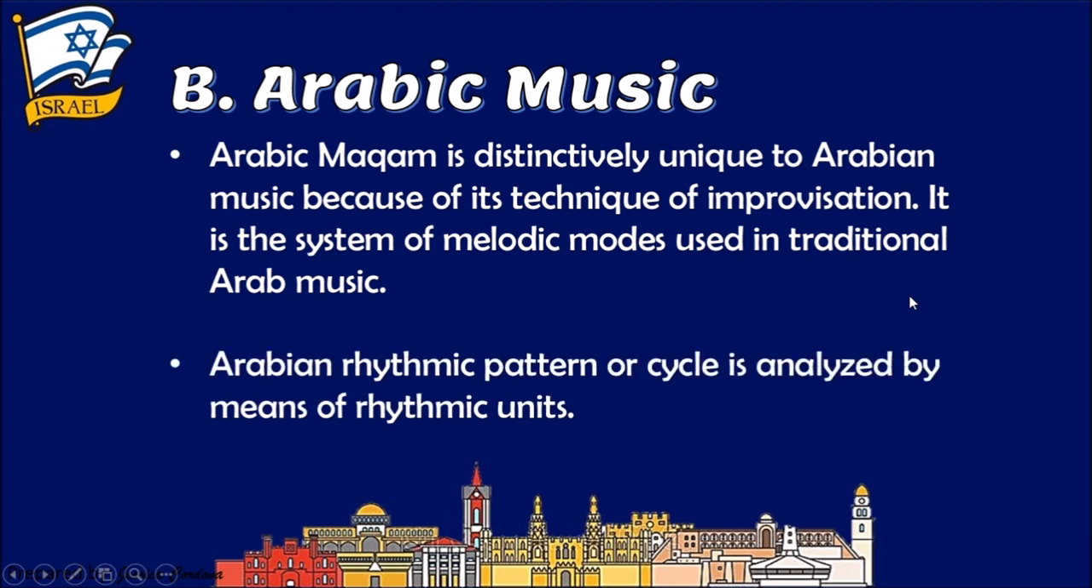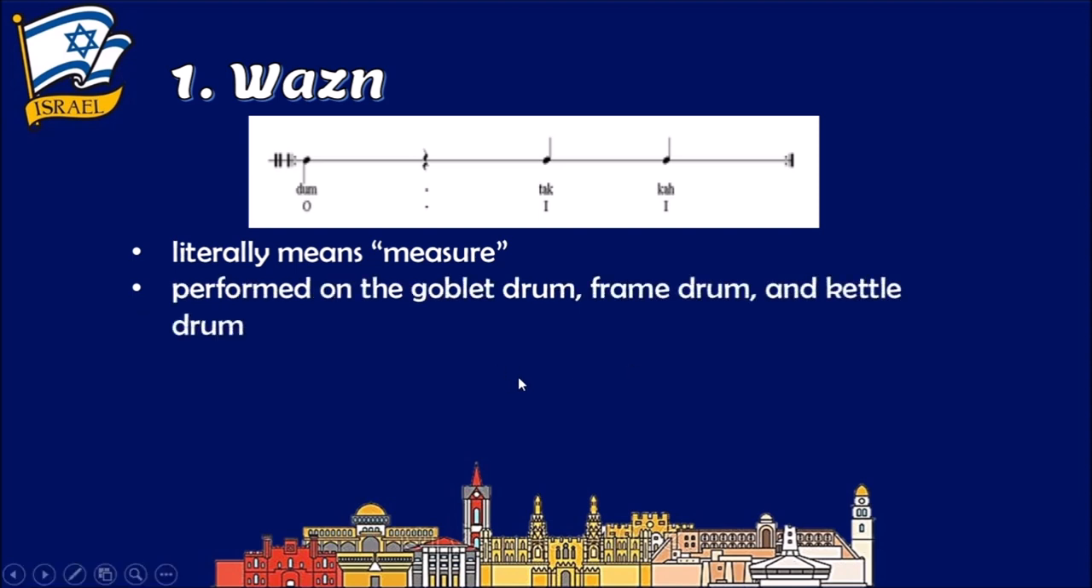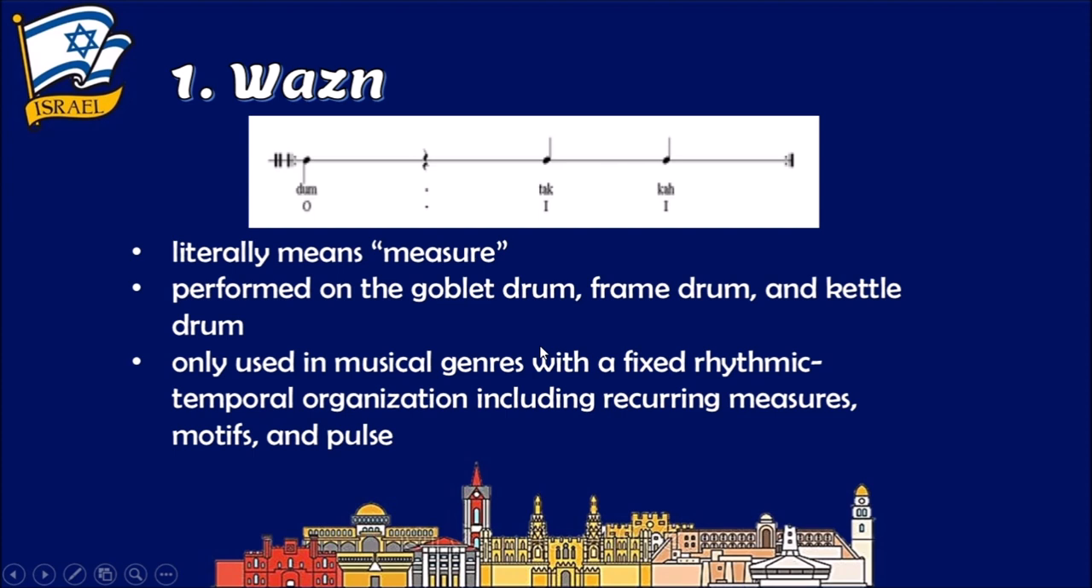Arabian rhythmic pattern or cycle is analyzed by means of rhythmic units. Wazn literally means measure. Performed on the goblet drum, frame drum, and kettle drum. It is only used in musical genres with a fixed rhythmic temporal organization, including recurring measures, motifs, and tiles.